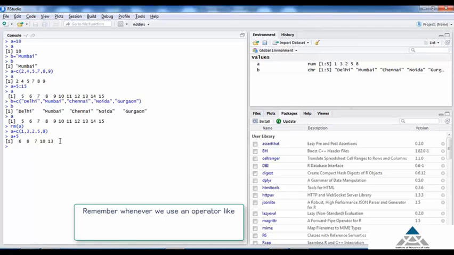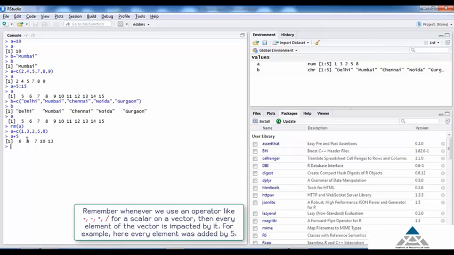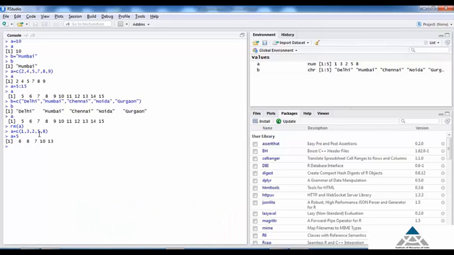Remember, whenever we use an operator like plus, minus, multiplication or division for a scalar on a vector, then every element of the vector is impacted by it. For example, here every element was added by 5. If we would have multiplied the vector by 5, then every element would have been multiplied by 5. Now we want to find the mean of A. We write this, and we can see the output in the subsequent row.